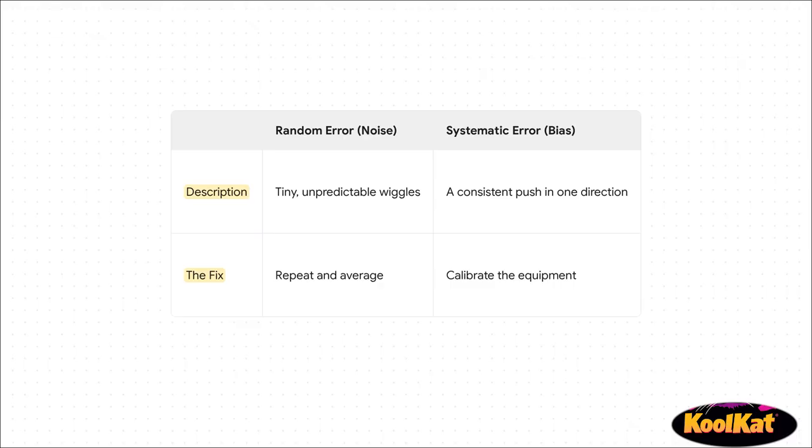Now, on the right, we have systematic error. This is bias, and it's a bigger deal. It's a consistent push, always in the same direction, like a scale that's busted and always reads 0.4 grams too heavy. Taking an average won't help you here. You have to actually fix or calibrate the equipment itself.